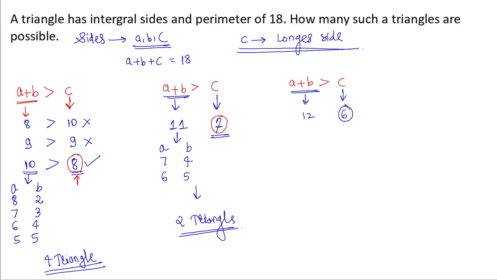So we cannot use a number which is more than 6 now. Okay, so 12 becomes what? 12 becomes 6 plus 6, which is the only possibility. We don't have any other possibility. So how many triangles are possible in this situation? Only one triangle is possible.